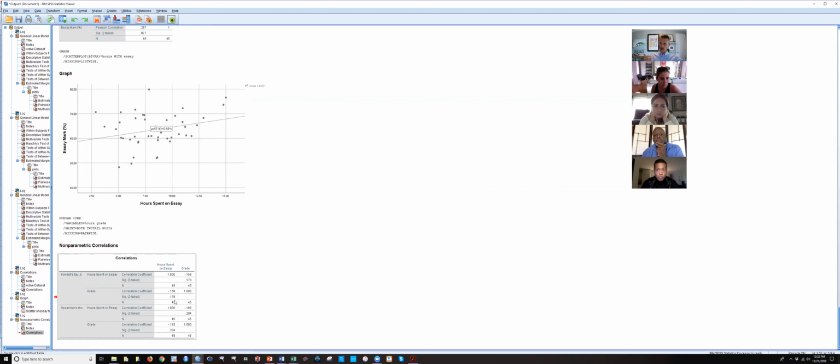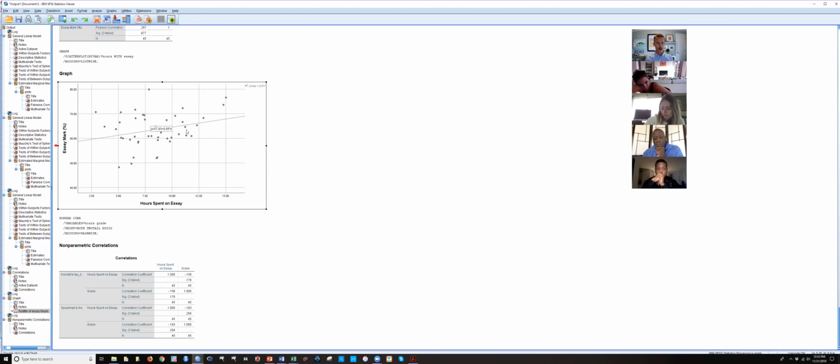-1, perfect negative correlation. +1, perfect positive correlation. And what do we see? We see that for Kendall's Tau, there is a very, very weak negative correlation. And Spearman's rho, there's also a pretty weak negative correlation. And neither of those are statistically significant, because again, for these, no correlation is 0.00. Yep, there's no correlation here.